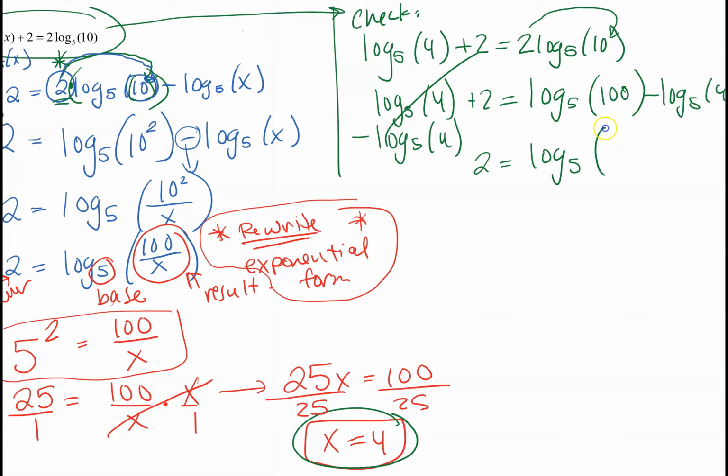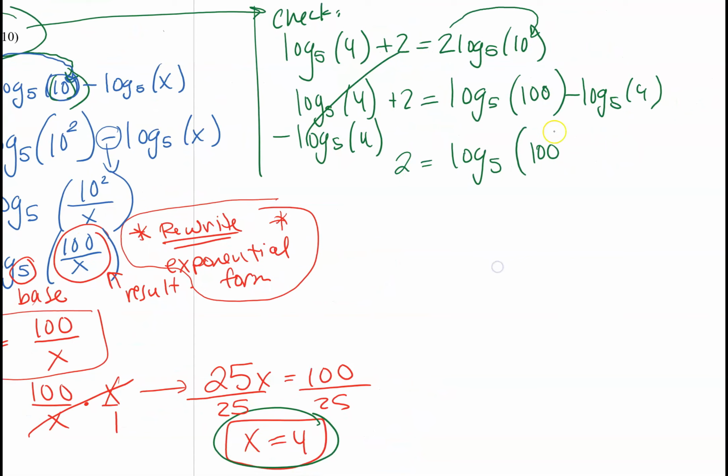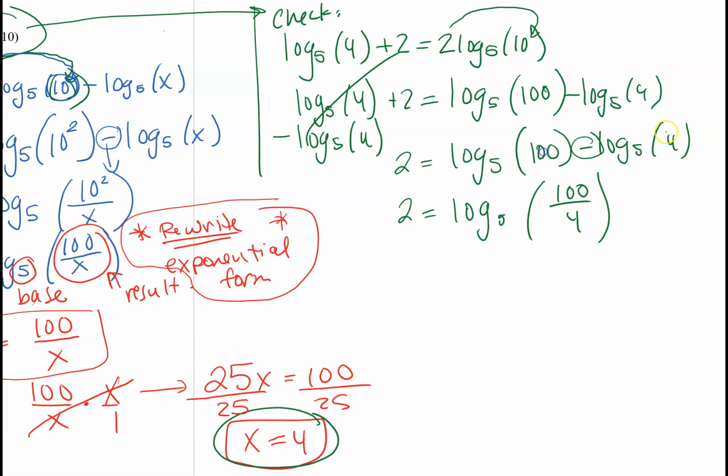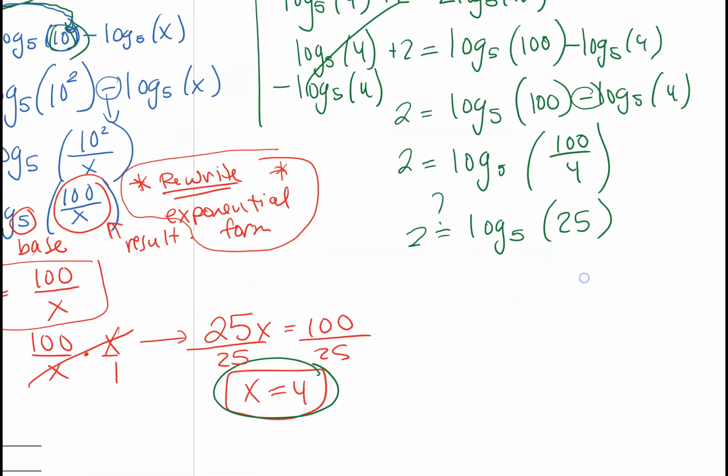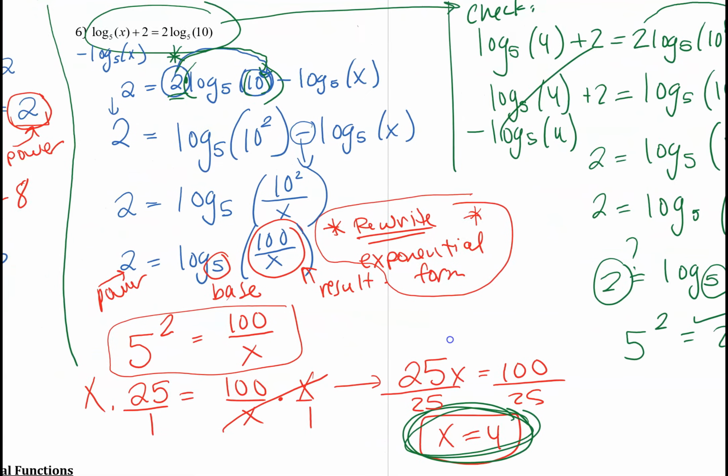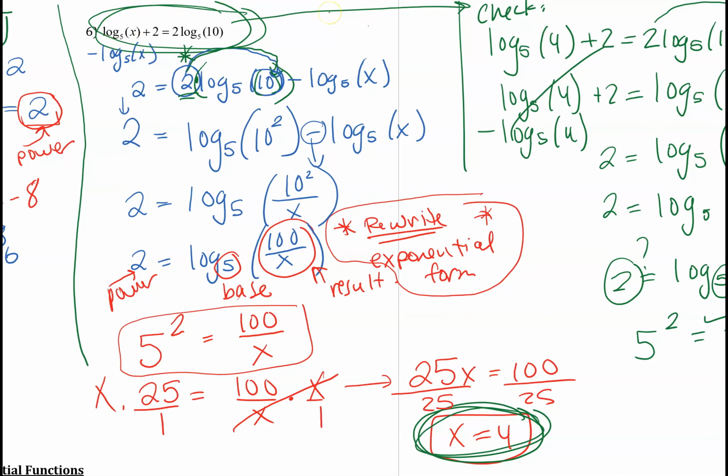So I'd get log base 5 of 100 minus log base 5 of 4. The logs are subtracting, so I divide the contents of the logs: 100 divided by 4. I get 25. So then it's just a question of, does 2 equal log base 5 of 25? Yes, it does, right? Because 5 to the power of 2 equals 25. So yes, x equals 4, if I plug it into my original equation, makes the equation true.